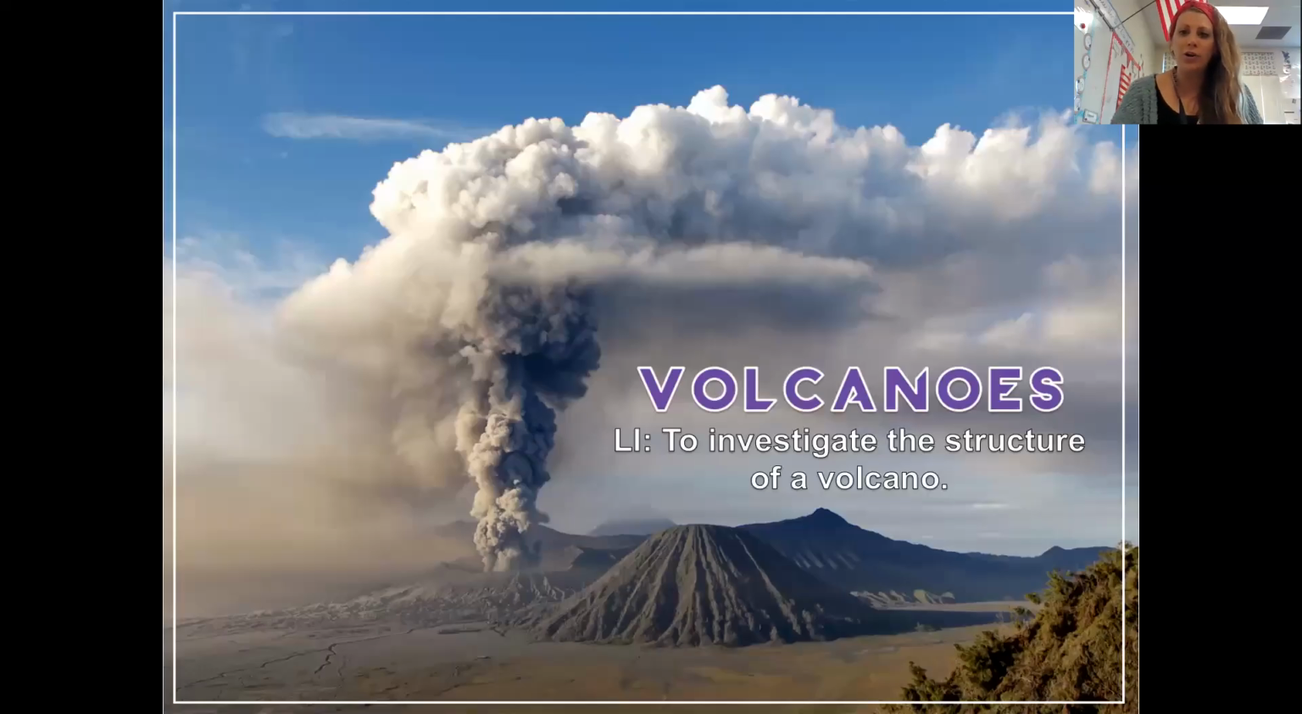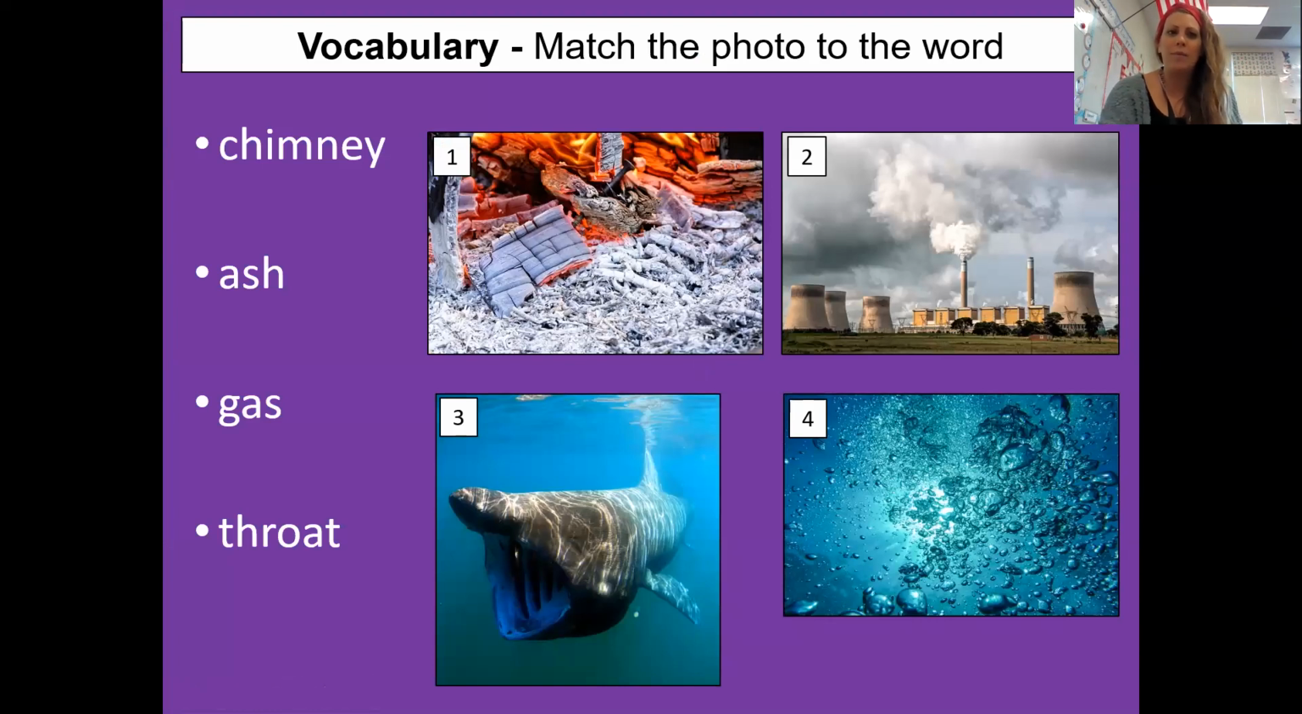All right, so we are going to talk more about volcanoes today, and we are going to talk about the parts of a volcano with some very important volcano vocabulary. Here we go. All right, so I want you to think about these words over here on this side. We have some words that should be familiar to us, but they also relate to a volcano. We've got chimney, ash, gas, and throat. Okay, so your job is to match the photo to the word.